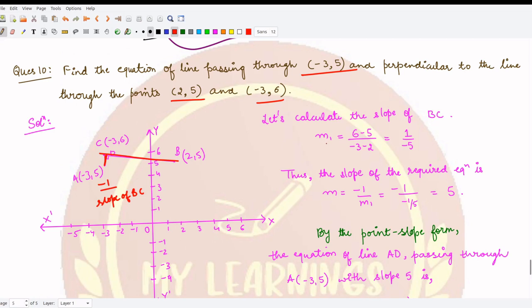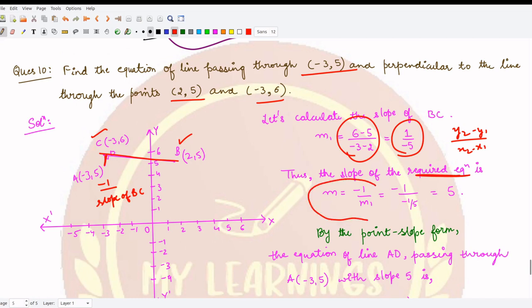How can we calculate it? The slope is y2 minus y1 upon x2 minus x1. We know the coordinates for C and B. Substitute both of them here and calculate the value of m. Now the slope for our required line, which is AC, is the negative reciprocal of the slope of BC. Why? Because if two lines are perpendicular to each other, then the product of their slopes is equal to -1. This is a result that we already know. Using this, we got the slope of our required line as 5.